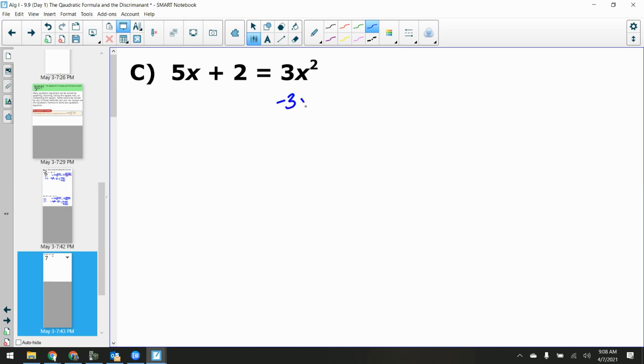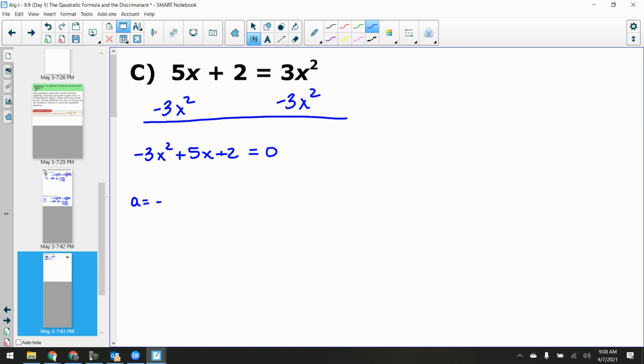I really don't care. You know how I said before, I like to keep things positive. It doesn't matter with the quadratic formula, because you're going to plug it into the formula anyway. With factoring, it mattered. But this, whatever. Negative 3x squared plus 5x plus 2. You'll get the same answer in the end anyway. All right, now it's set up.